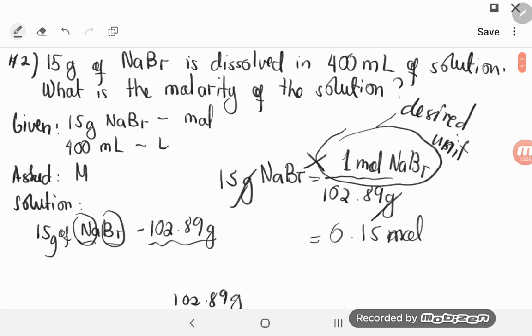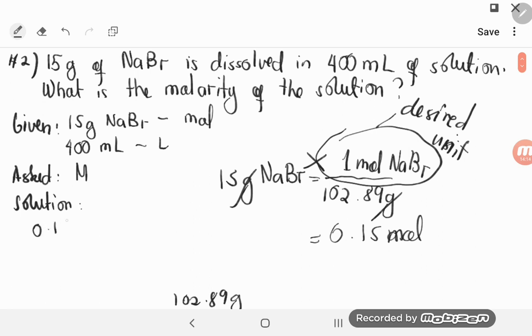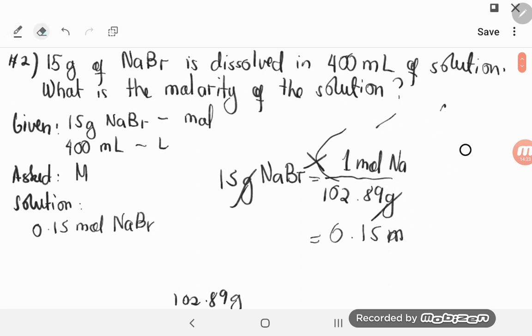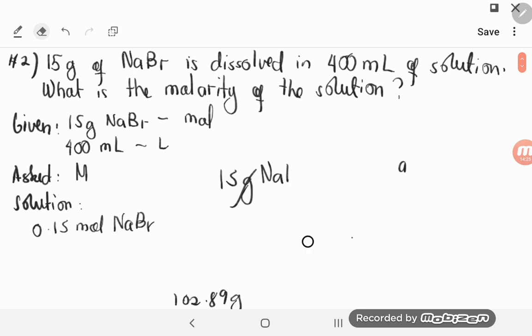So you are now ready, and you're able to derive now the mole of the solute. So I'm going to put it here for the solution so that we'll not forget later. Okay, so I'll erase this one now. I'm going to put 0.15 mole NaBr. Okay, let's erase this one and proceed with the next step.